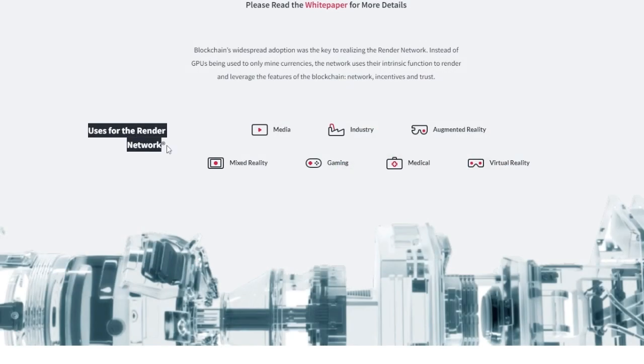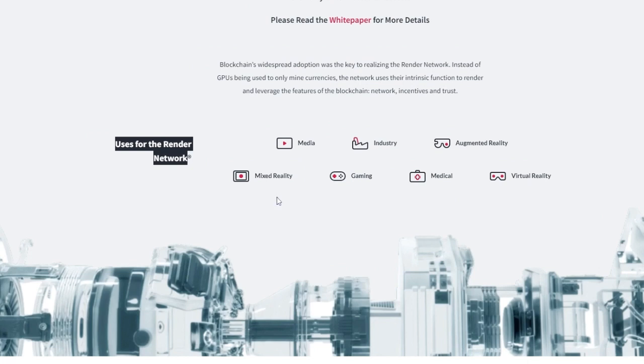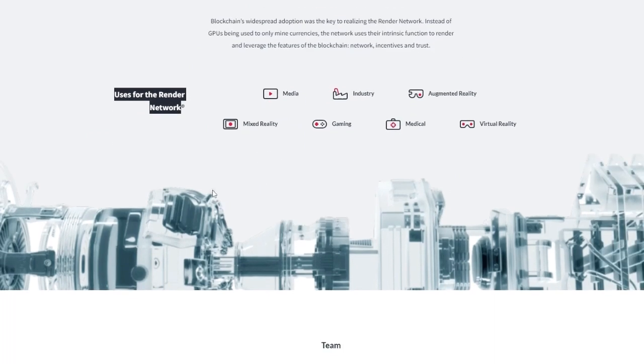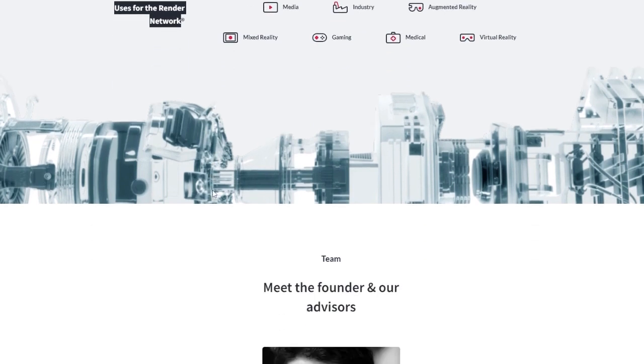So then, as you can see just here, we can see some of the uses for the Render network. So we see media, industry, augmented reality, mixed reality, gaming, medical, and virtual reality. So there's a lot of uses for the Render network. This project, as you can probably tell from this website and these details, is already fully functional and has a large team working on it.